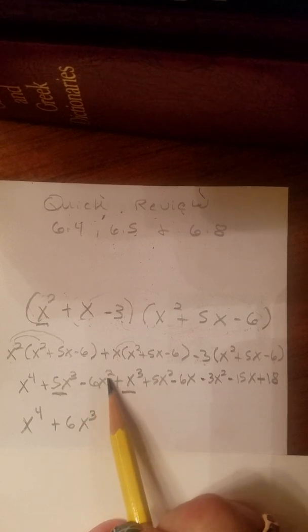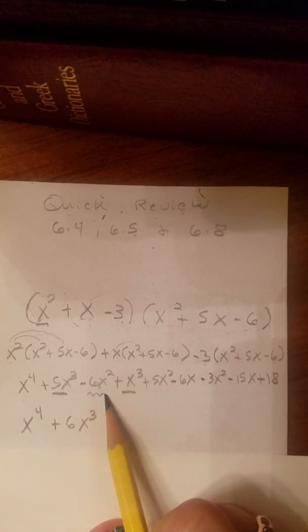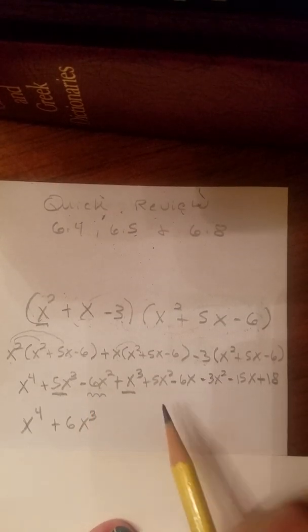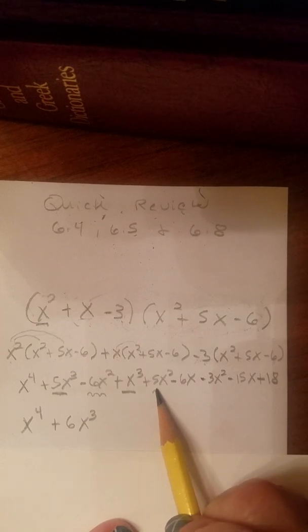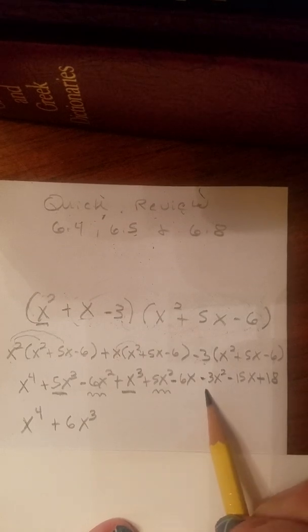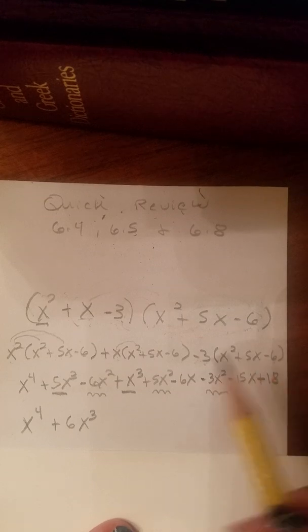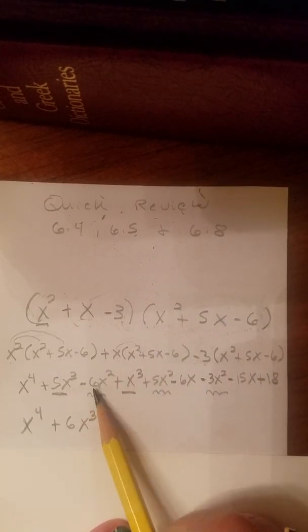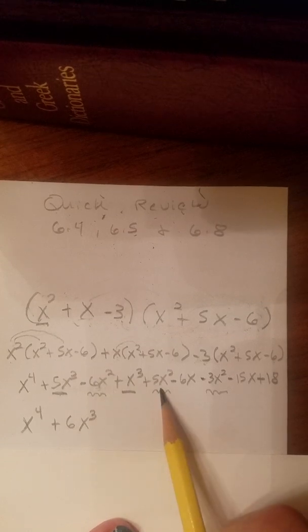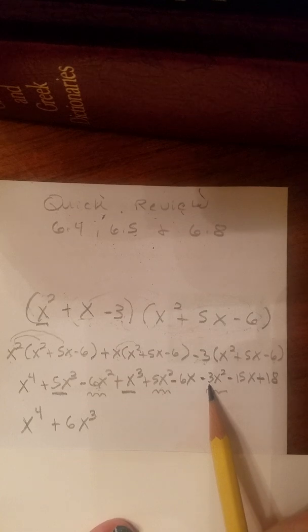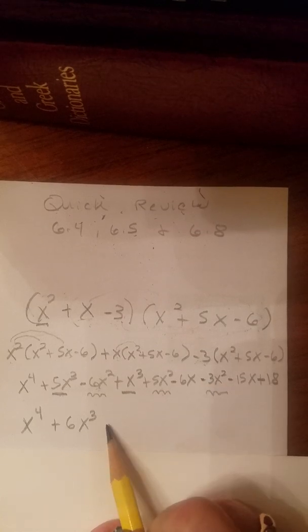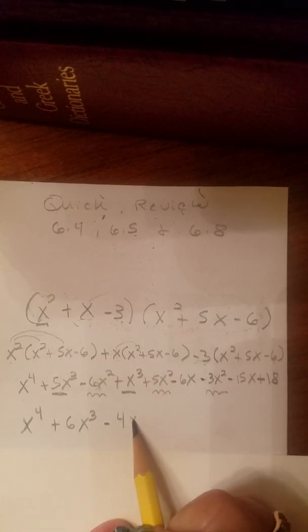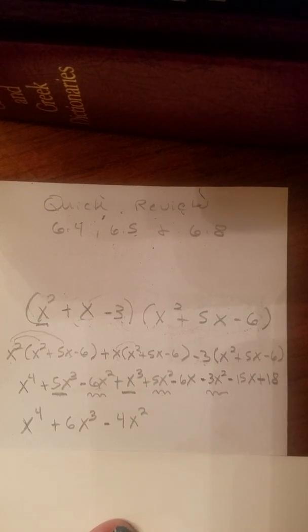Here I have an x squared, right? Are there any other x squared terms? So here's an x squared, and here's an x squared. So negative 6x squared plus 5x squared, well, technically I'm going to subtract and get a negative 1x squared. And then negative 1x squared and a negative 3x squared is going to give me a negative 4x squared.